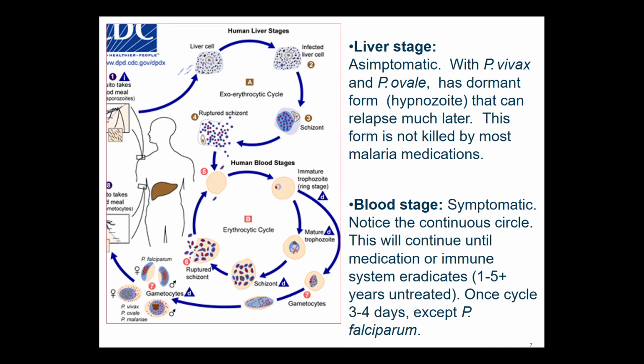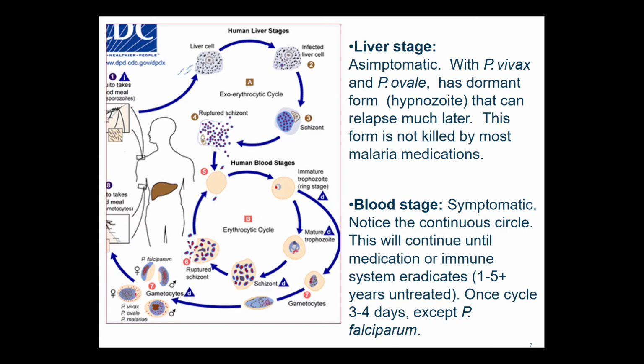What's happening in the liver stage? It is asymptomatic. Plasmodium vivax and Plasmodium ovale have a dormant form, hypnozoites, that can relapse much later. This form is not killed by most malaria medications, so for these forms we need a special additional drug.